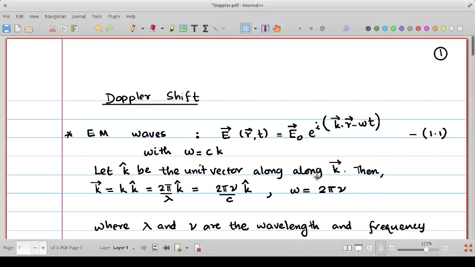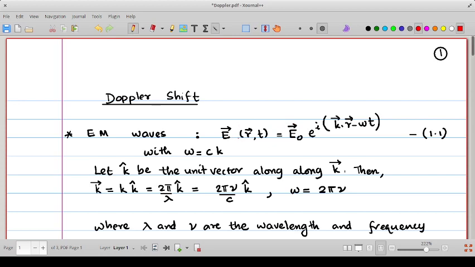Doppler shift. Doppler shift corresponds to the change in the observed frequency of a wave if the source of the wave and the observer are moving with a relative velocity with respect to each other. Here we consider Doppler shift in electromagnetic waves.